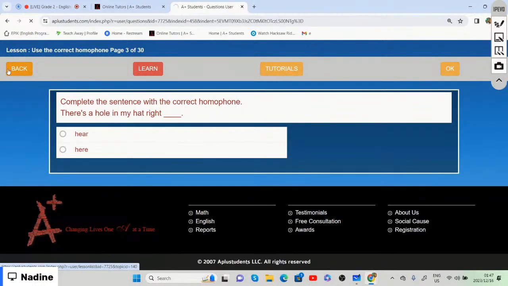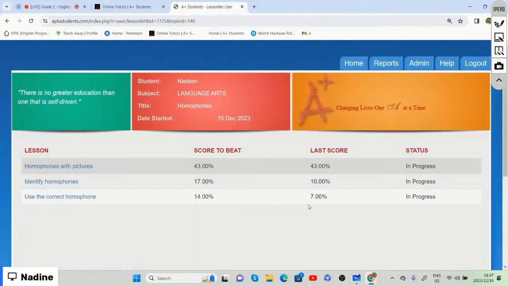All right. So this is now the end of our lesson on homophones. We said homophones are words that sound the same, but the spelling and the meaning are different, right?